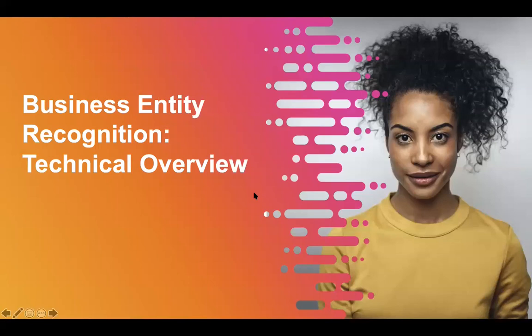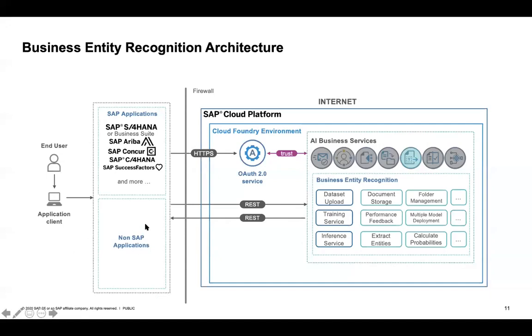Now I would also quickly go through some of the technical details of the BER service. This is the typical architecture for business entity recognition. At the core of AI Business Service, which is the business entity recognition, is a set of REST APIs that allows all the operations to be performed, which includes the training operation and the inference, which is the prediction or extraction of entities. For all these operations, we have a set of REST APIs that can be integrated with any SAP or non-SAP application, because it is a standard HTTP REST API.